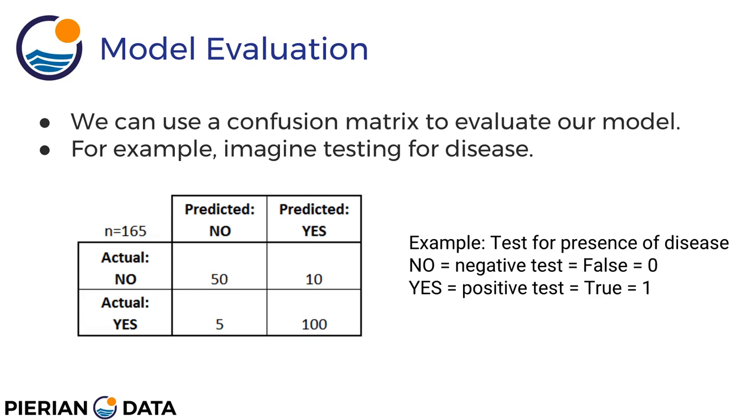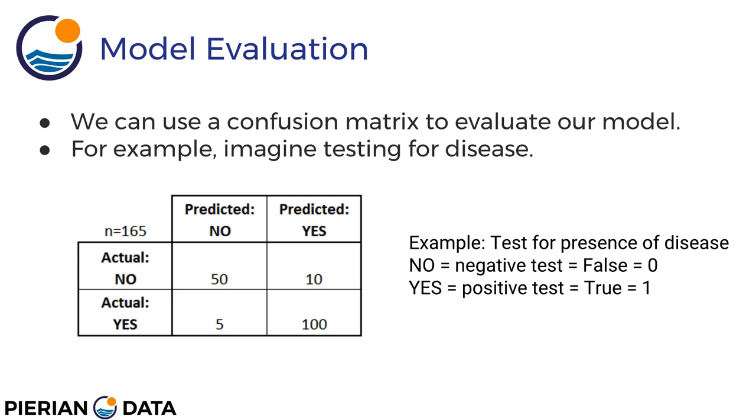So let's walk through an example of how we could use a confusion matrix to evaluate our model. We're going to touch back again on the example of testing for a disease, since that's one of the most common examples whenever we're discussing a confusion matrix. So here we have our confusion matrix, and we tested a total of 165 people, or n equal to 165.